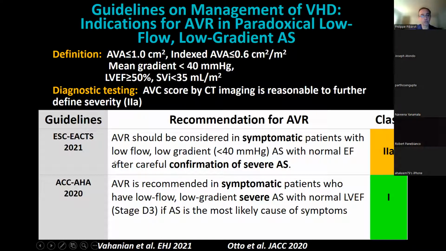And the recommendation for intervention is the following. AVR is recommended in these patients if they are symptomatic and if the presence of severe stenosis is confirmed eventually by cardiac CT. And it's a class 1 indication now in the recent edition of the American guidelines, and it's still a 2A in the European guidelines. Why do we have a discordance between the two guidelines with the same evidence? Sometimes difficult to understand, but this is what it is.